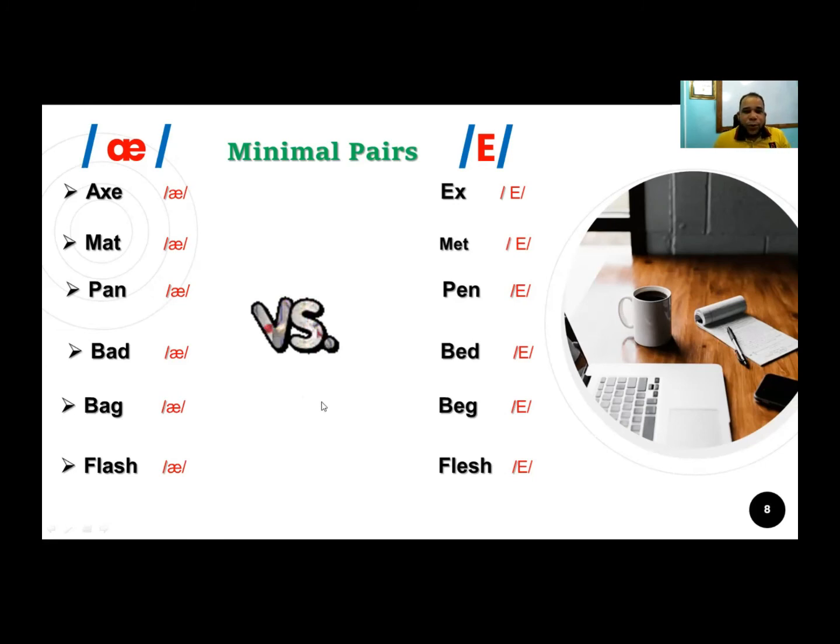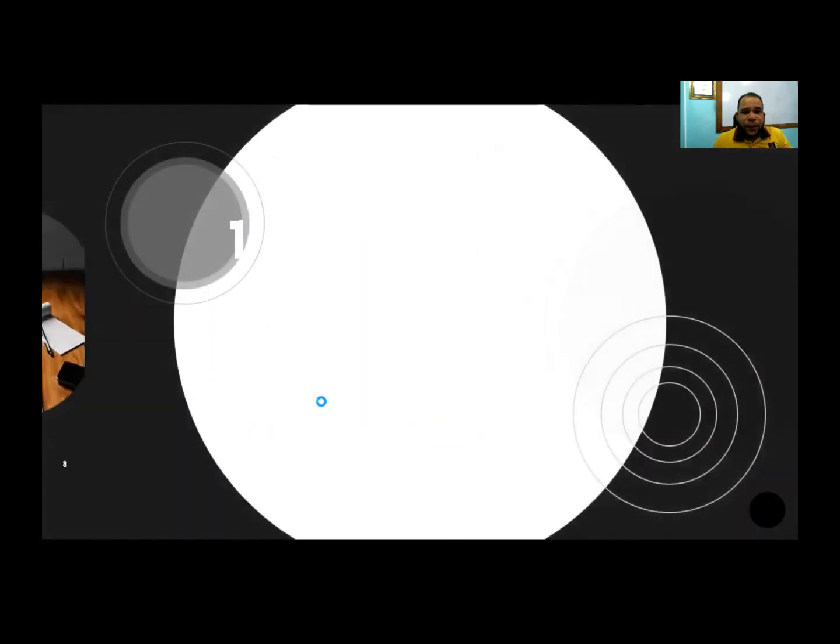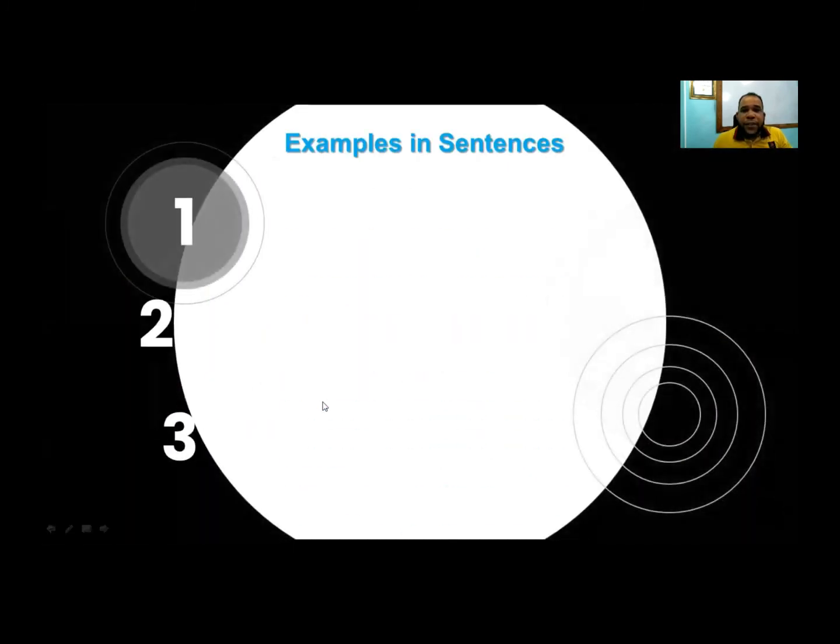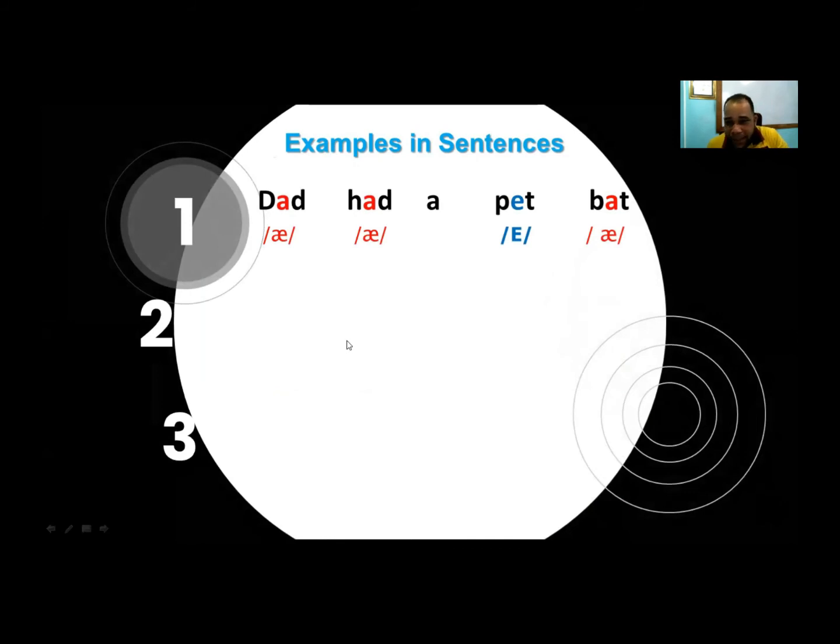Let's continue with some more. Here we have sample sentences. Check this out. I love these sentences. The first one: Dad had a pet bat. Remember this. Dad had a pet bat. Check this out again. Dad had a pet bat. Did you notice how different they sound?